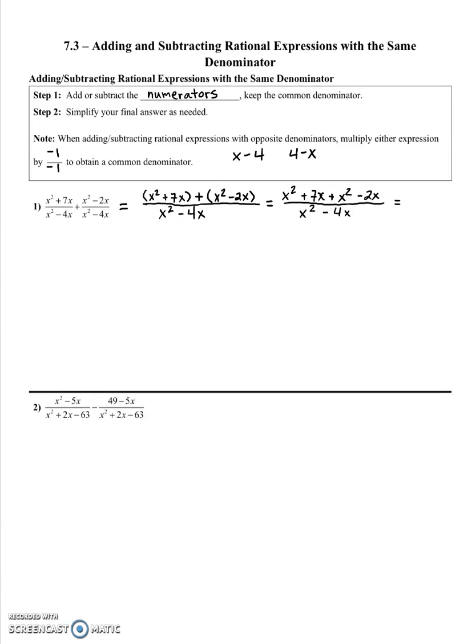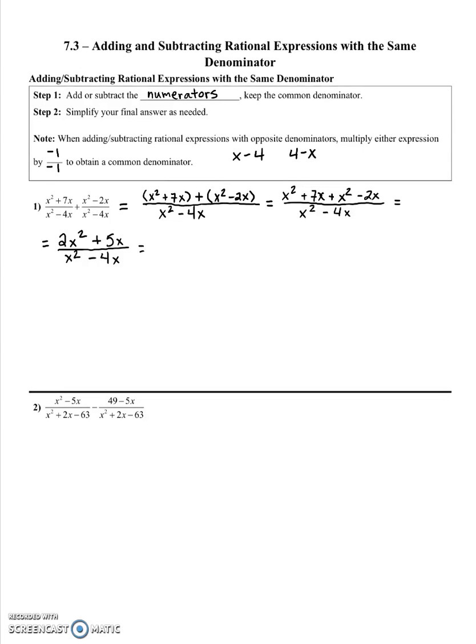Okay, now we're going to combine like terms in our numerator. So we have 1x squared plus another x squared. That gives us 2x squared. And we have a 7x minus 2x, which gives us plus 5x. And that is over x squared minus 4x.